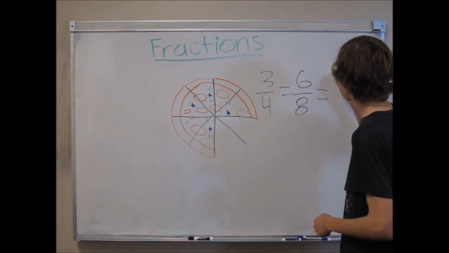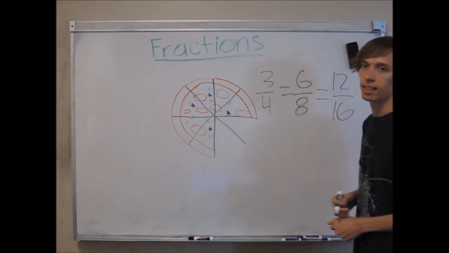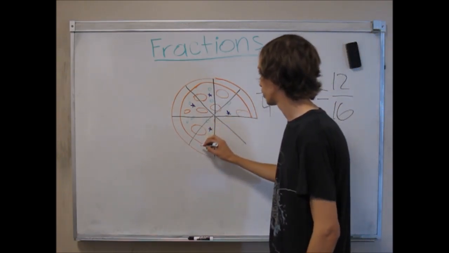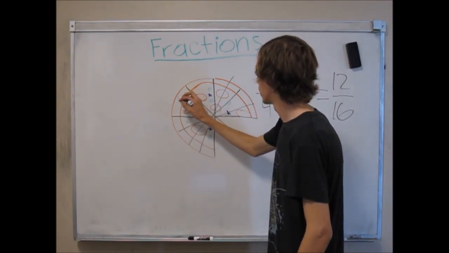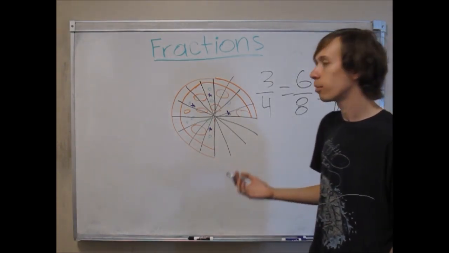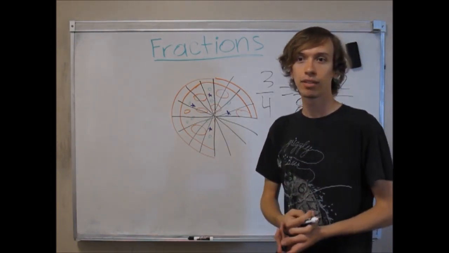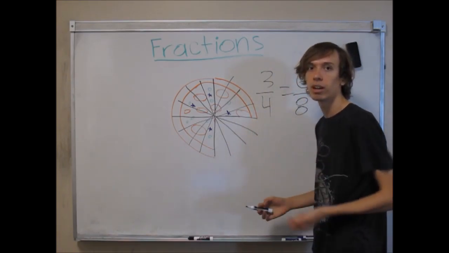And 6/8 is going to be equal to 12/16. And I can show that to you also on here. I'll make one here, go ahead and make one there. So I don't know who would cut up a pizza into 16 pieces, but if you did, you could take away 4 pieces and you'd be left with 12/16.